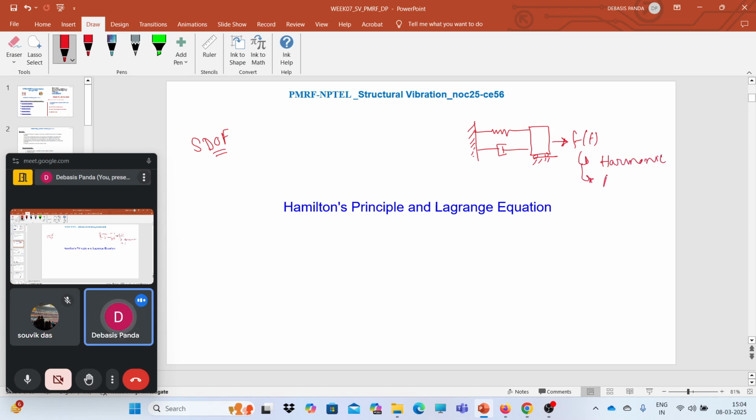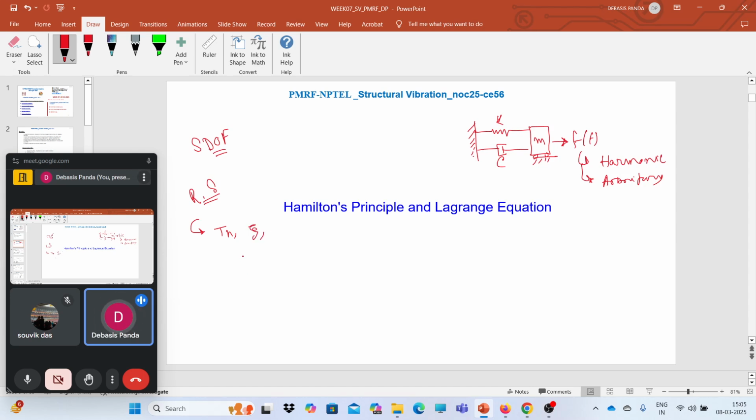Then we moved to arbitrary force. Using the Duhamel integral, we have seen how to solve the response of an SDOF system, and also different kinds of step and pulse forces. In the last interaction session, we also saw the response spectrum, which is nothing but the maximum response of a single degree of freedom system as a function of time period Tn for a fixed value of zeta and for a fixed earthquake motion.